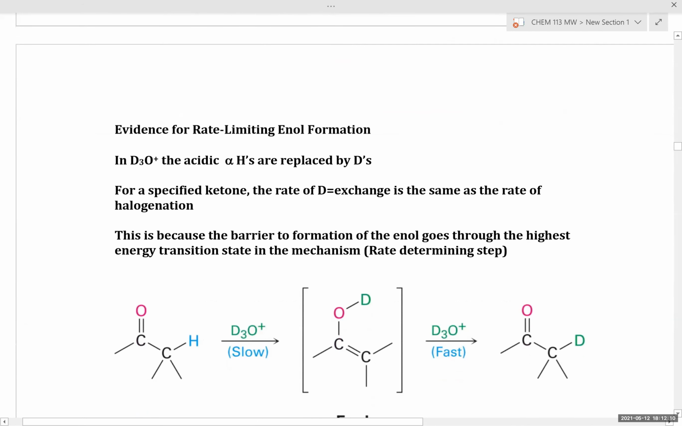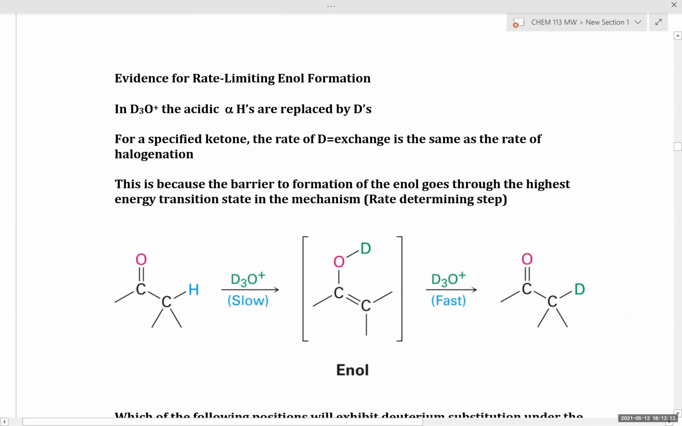Okay, so let's keep going then. Another piece of evidence for rate limiting enol formation: if you treat a ketone or aldehyde with D3O+, the acidic alpha hydrogens are replaced by deuteriums. Further, the rate of deuterium exchange is the same as the rate of halogenation.